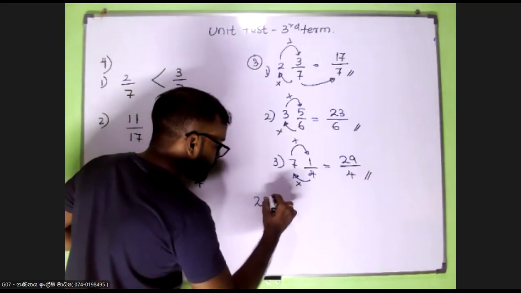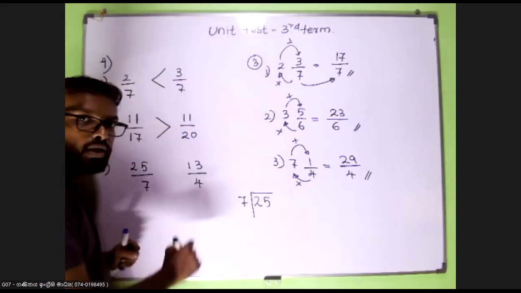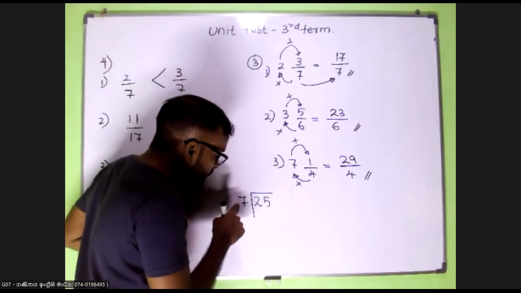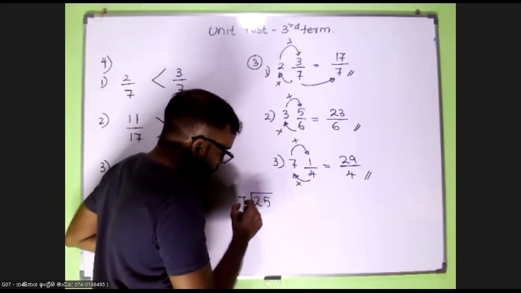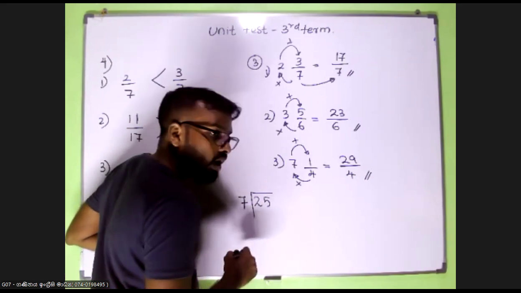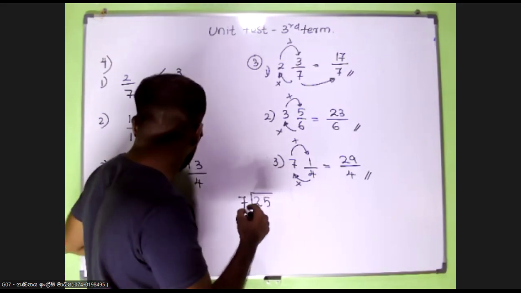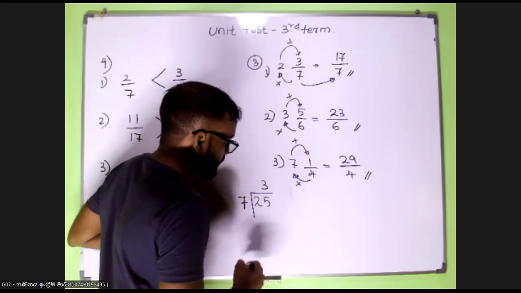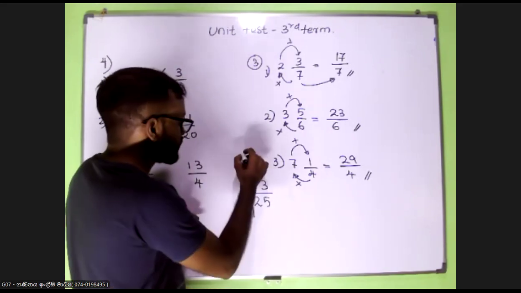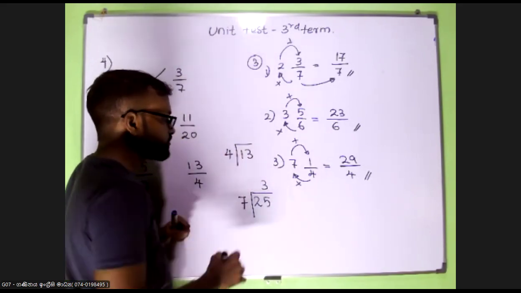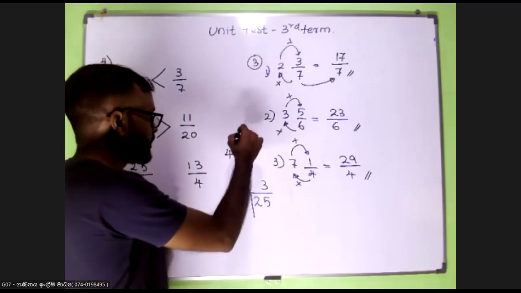So how do you convert it into a mixed number? You have to divide it. 25 divided by 7, right? Okay, let's divide. How many 7s are there in 25? Sirusha? 3. Yes. Right. There are 3, right? And in 13, how many 4s are there? 3.